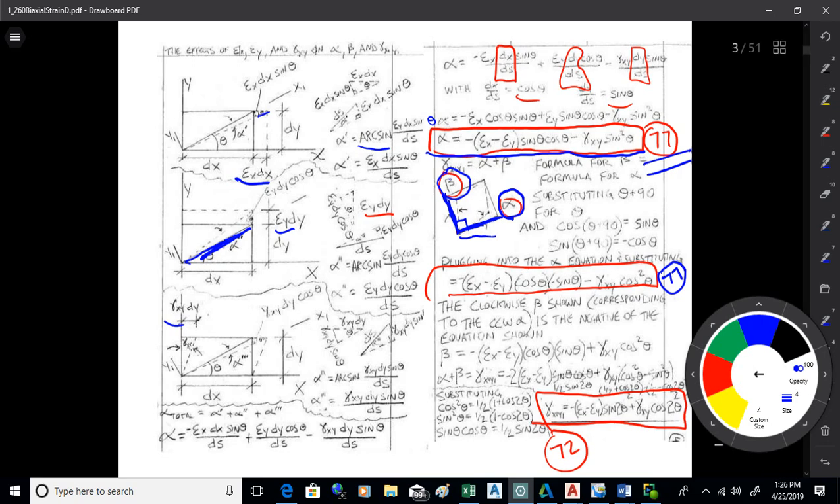And I wrote down, what the heck did I do? Okay, this is equation 71 on it. No, that is 77. Oh, there we go. Okay. So we're dealing with equations 71, 72, and 77.